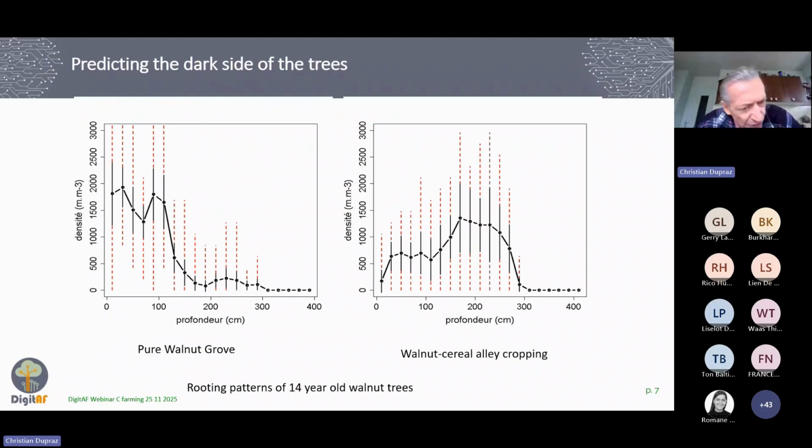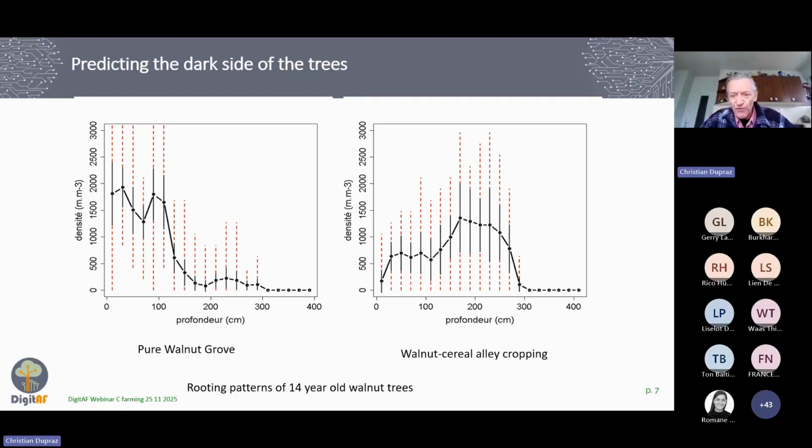You know that in agroforestry, the trees look different, but they are especially different below ground. It's the dark side of the trees. And this is a root profile with depths of a forestry walnut on the left-hand side and an agroforestry walnut on the right-hand side. That was for 14-year-old walnut trees. And you see that agroforestry modifies dramatically the root profile of trees. And this is very important if you want to predict correctly the carbon sequestration in the system.